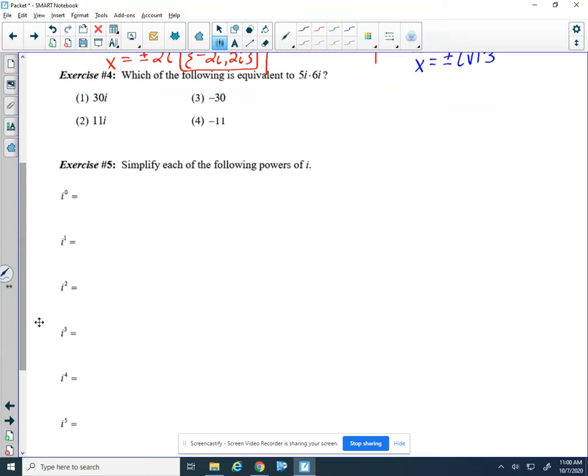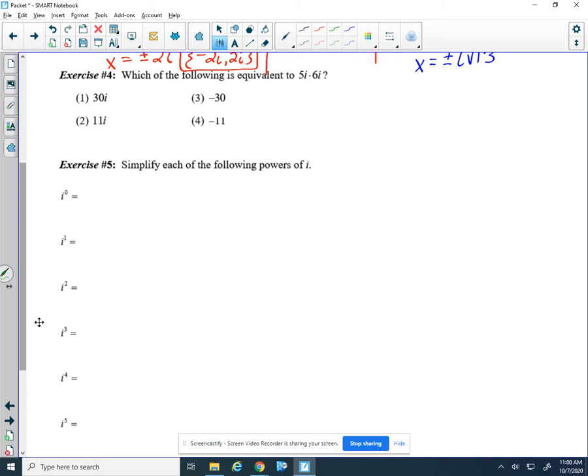So now we're going to start to look at, right now it just seems like I have this i, and it's just basically a placeholder for the square root of -1. But some interesting things can start to happen. So here I have a problem that says, which of the following is equivalent to 5i times 6i?